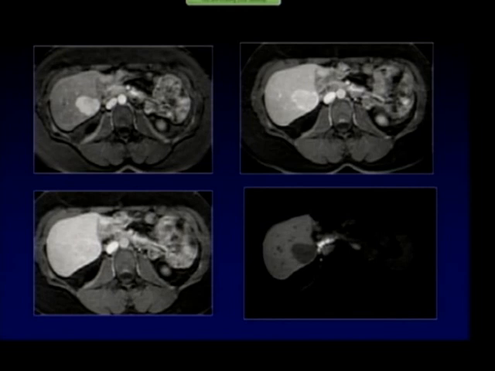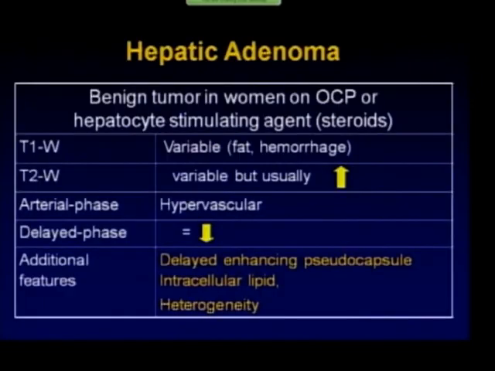Liver contains fatty infiltration, and when we checked the history, it was a female on oral contraceptive pills. So this turned out to be a hepatic adenoma. It's a benign tumor in women taking oral contraceptives, as I said, or hepatocyte stimulating agents like steroids. On T1 weighted images, it can be variable because it can either contain fat or it can be a hemorrhagic lesion, and any of those features would render it heterogeneous in signal intensity.